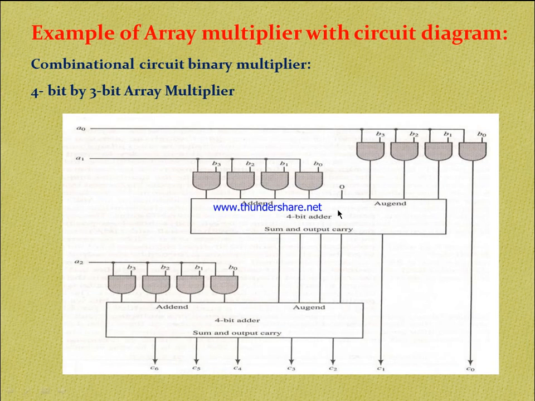So in this way, we add the 4-bit and 3-bit numbers using an array multiplier. That means this is the circuit implementation. I think it is very much clear to you.